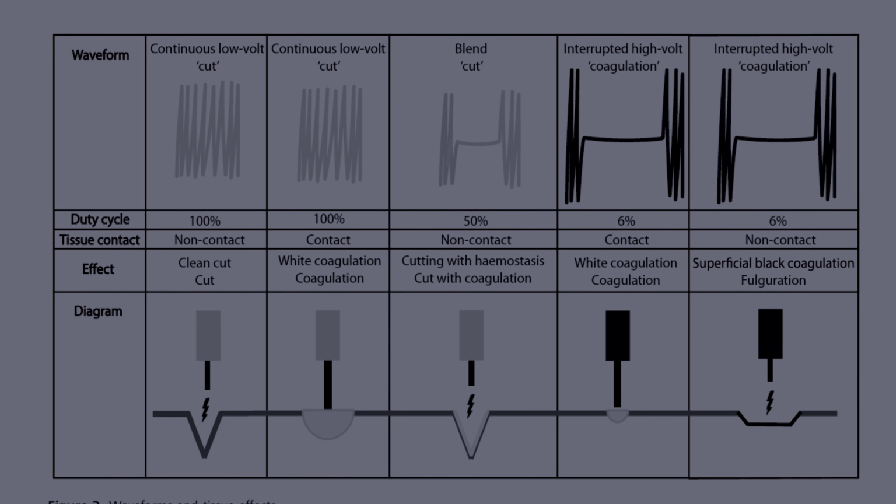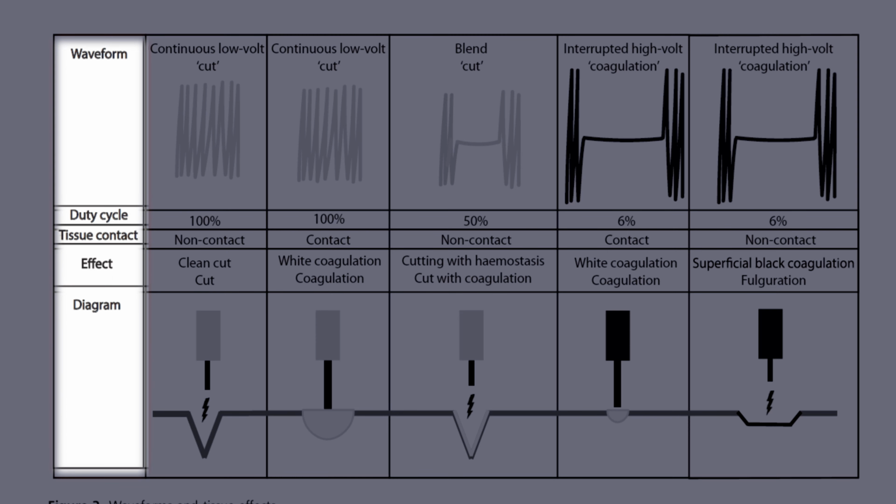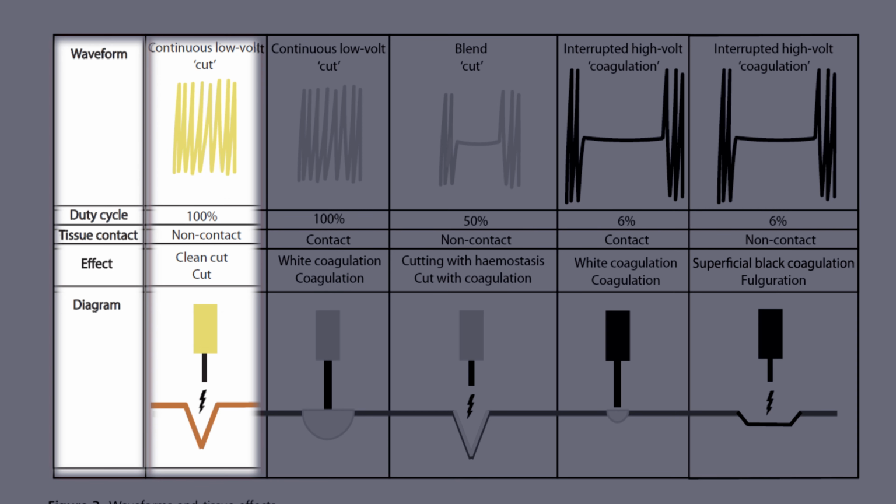Now I will discuss the different tissue effects using different waveforms. If I am using continuous low voltage, or what is called the cutting mode, and the active electrode is not in direct contact, so it is away from the target tissue, the tissue effect will be a clean cutting effect. And this is the way we can cut the tissue using cutting mode.